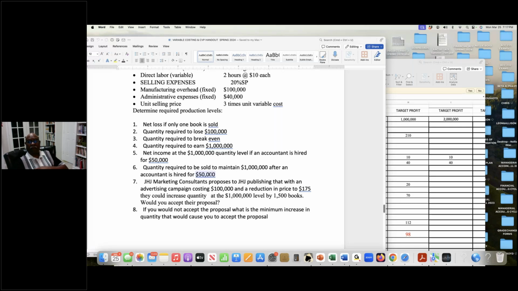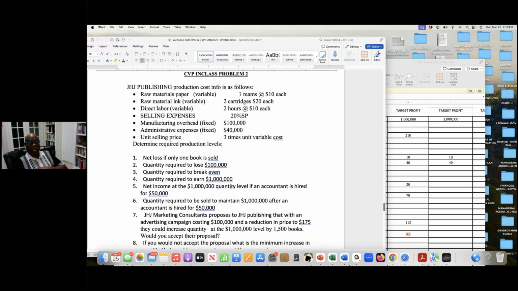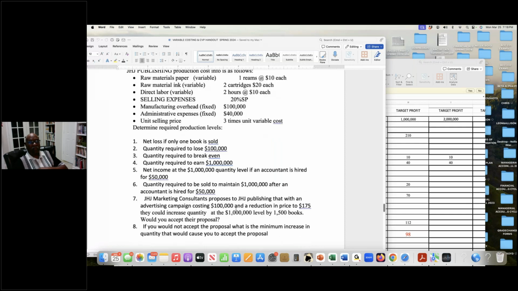Then number 7, marketing majors. They're going to have an advertising campaign that costs 100,000. They want you to reduce the price to 175, and they would increase quantity by 1,500 books. Would you accept the proposal? If you wouldn't, why not? In class 2, as you're working and getting it done, work on 7 and 8. I won't test you on 7 and 8, but we'll go over it in class.